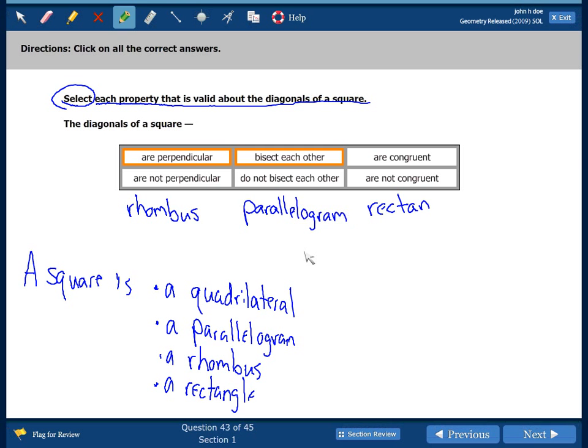And since a square is a rectangle, that means the diagonals are congruent. So you have to know your properties to solve this one and use a little bit of thinking.